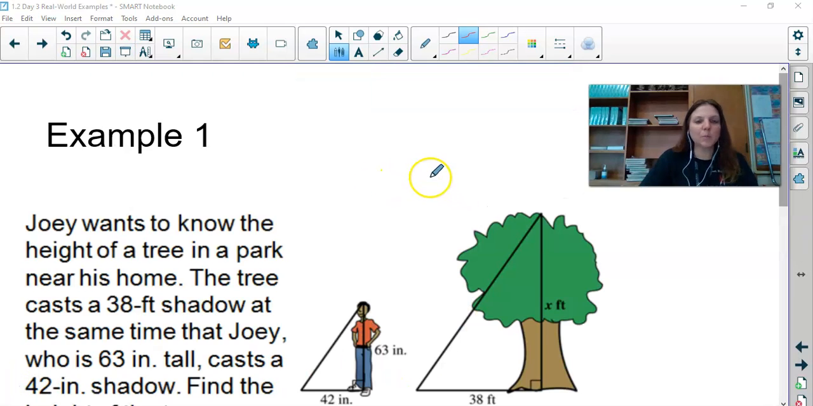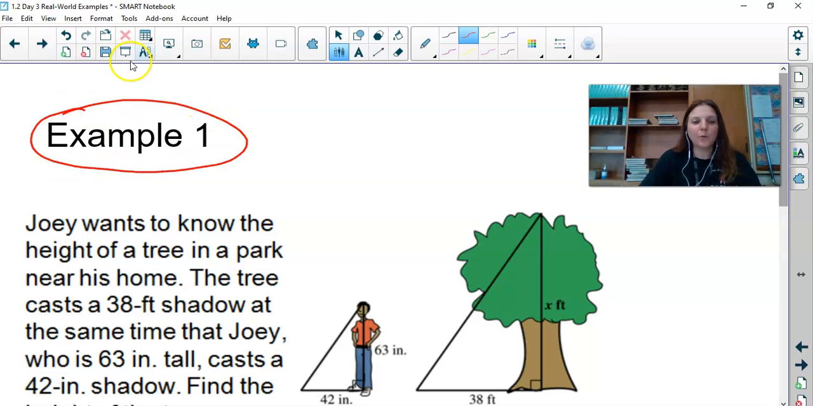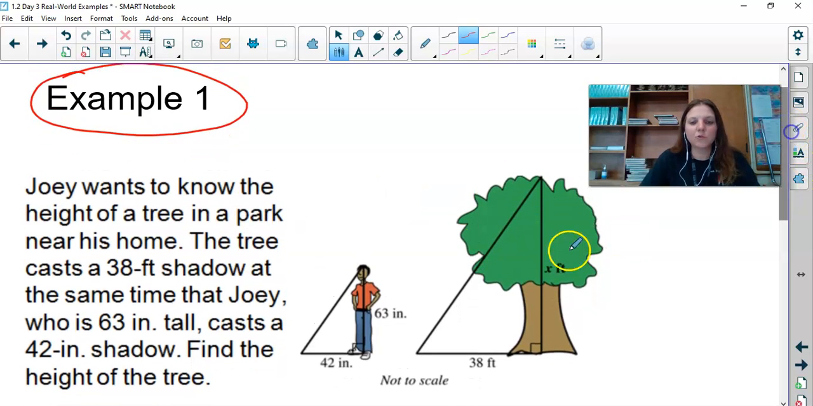So we have kind of a simple geometry problem here, and I do want you to write this one in your notes. So go ahead and pause the video, copy down example 1, and then write out the scenario and then draw the picture. So again, don't forget to pause the video, write down the description, and then draw out the picture. So sketch yourself a little picture here. So go ahead and pause now.